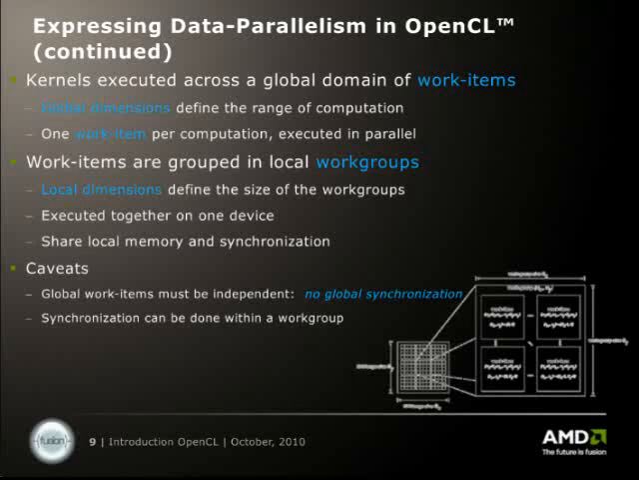Okay, so as I say, we're basically going to express data parallelism in OpenCL by stamping out these kernels, executing them across a global domain of work items. That was our total work items, our 1024 by 1024, for example. This is what we call global dimensions, and they define the range of the computation. One element within that is called a work item, and work items can be grouped into local groups. What I mean by that is that these global work items are completely independent.